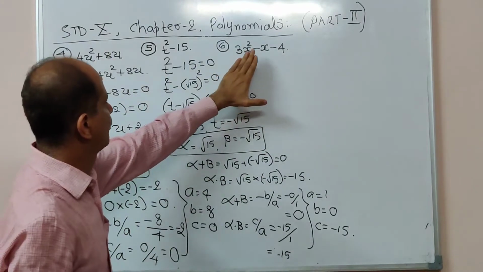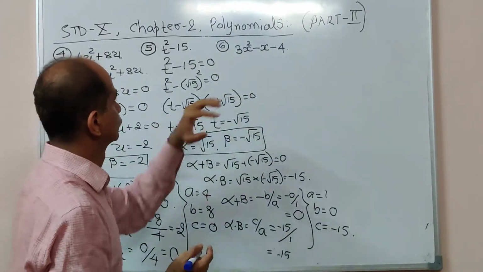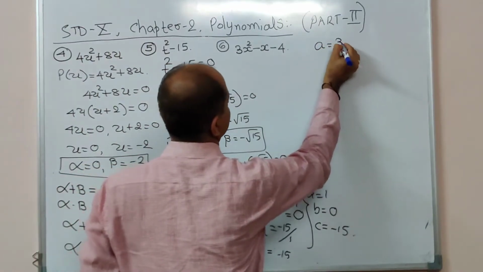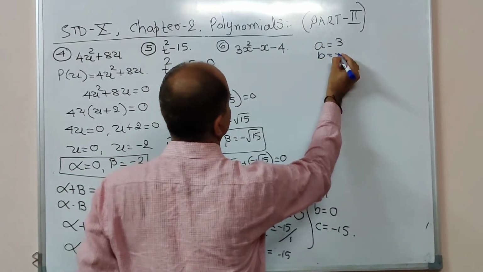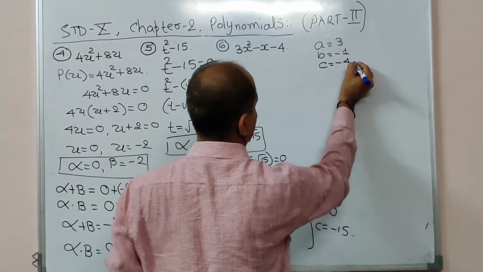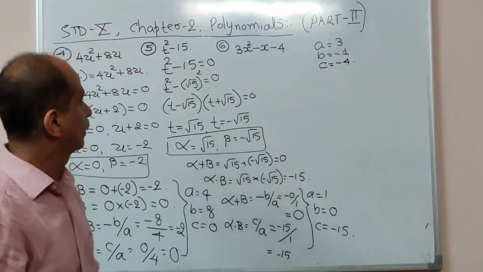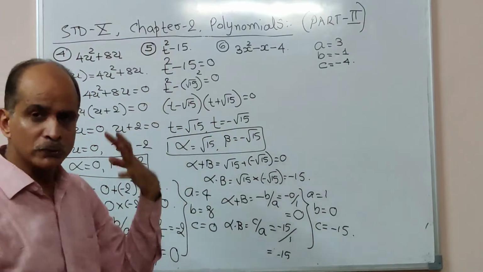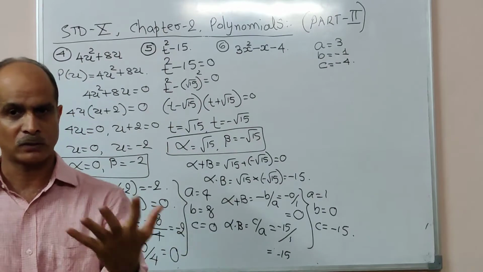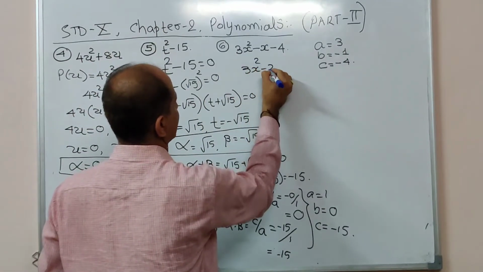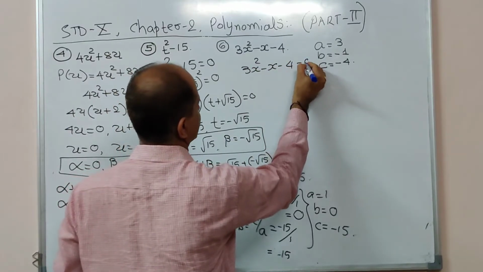3x square minus x minus 4. You know here a is equal to 3, b is equal to minus 1 and c is equal to minus 4. Now let us solve this example. First of all, you have to use the method of factorization and then find the value of zeros. So 3x square minus x minus 4 is equal to 0.